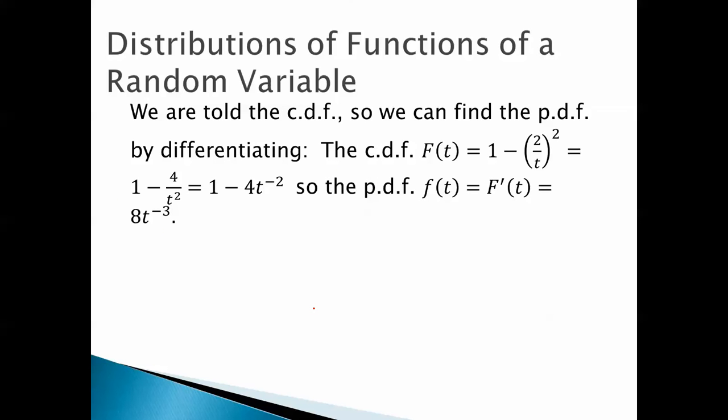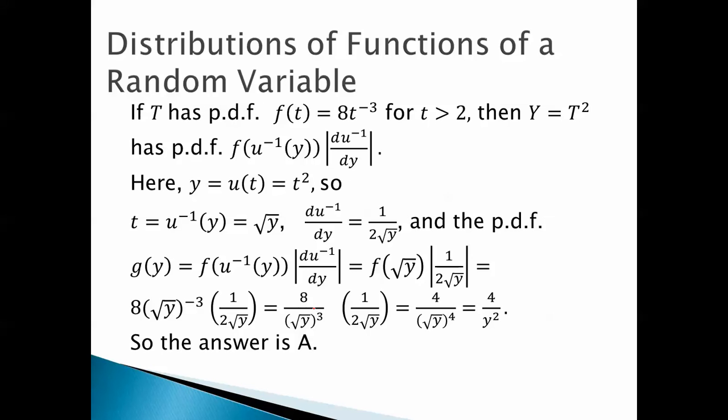We are told the CDF, so we can find the PDF by differentiating. The CDF, F of t, is 1 minus 2 over t squared. That's 1 minus 4 over t squared. In other words, 1 minus 4t to the negative 2. So the PDF is just the derivative. Lowercase f of t is capital F prime of t, and that's going to be 8t to the negative 3.